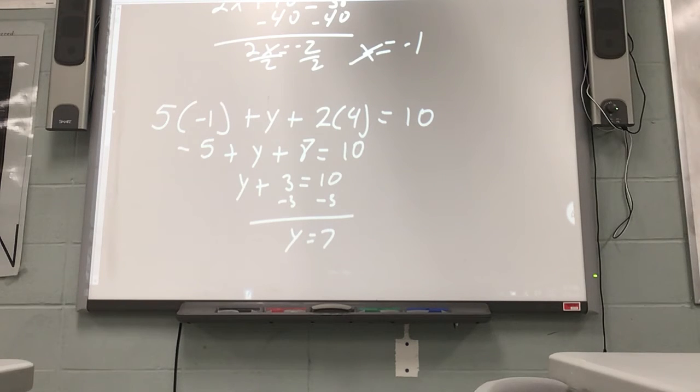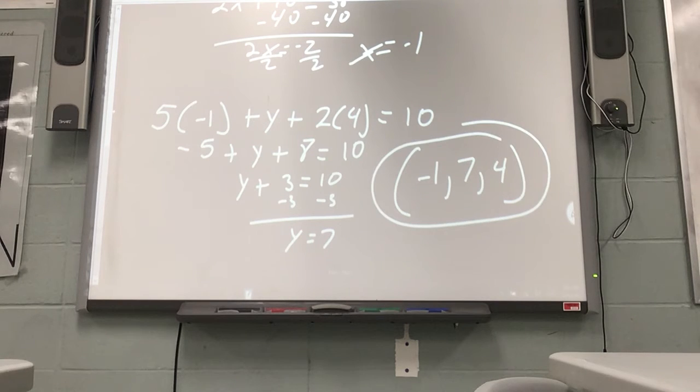Alright, so when you write your answer, when it was an ordered pair, it was always x comma y. This is called an ordered triple. So it's x comma y comma z.